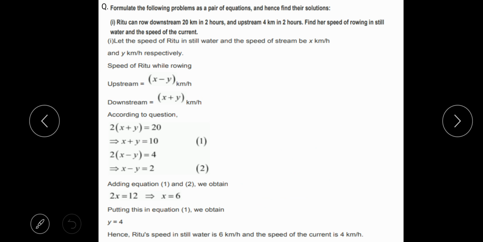Here the question is, Ritu can row downstream 20 kilometer in 2 hours, and upstream 4 kilometer in 2 hours. Again downstream means you have to move along the direction of the flow of the water. Upstream means you have to move opposite the direction of the flow of the water, means against the flow of the water.